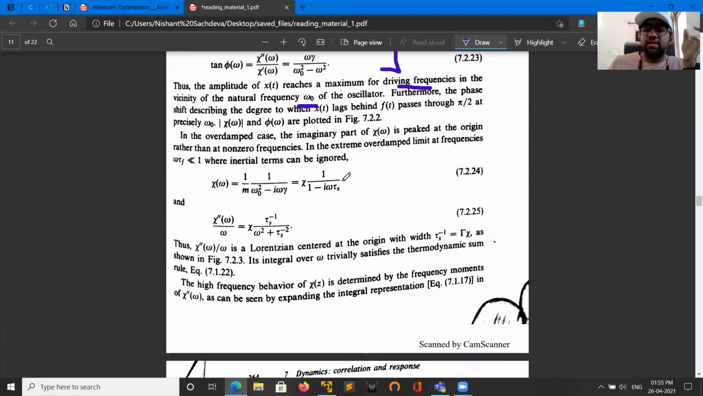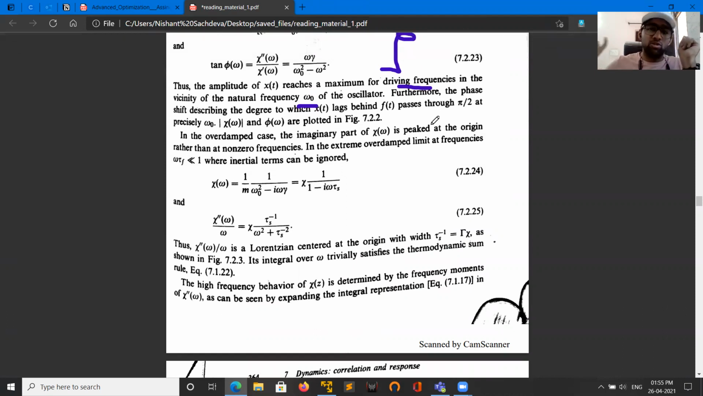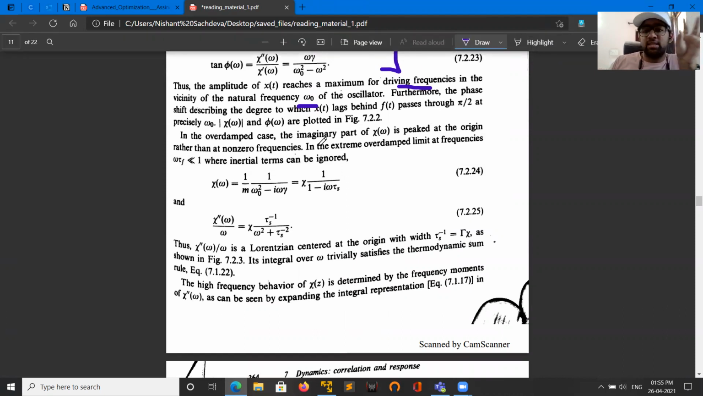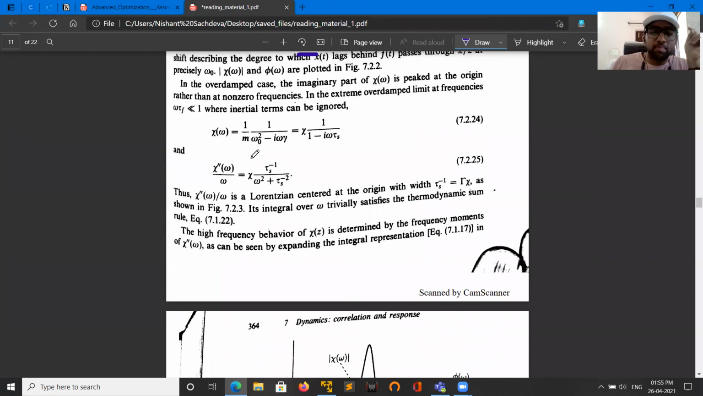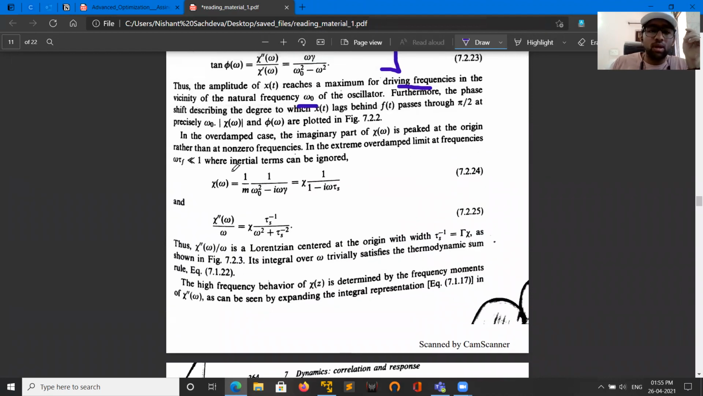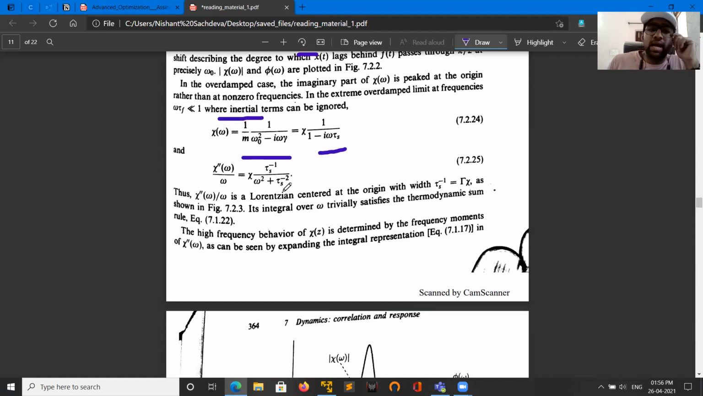In the overdamped case, the imaginary part of X of omega is peaked at the origin rather than at non-zero frequencies. Remember that. In the extreme overdamped limit, at frequencies omega tau much less than 1 where the initial terms can be ignored, X of omega is this guy. And X double dash of omega upon omega is this particular sweet little thing over here.